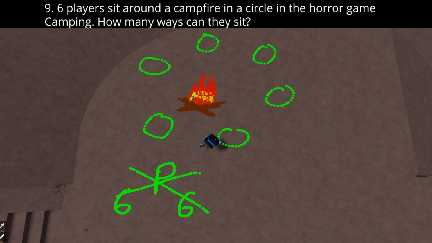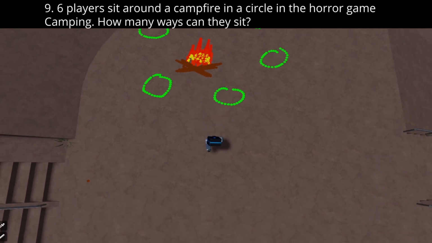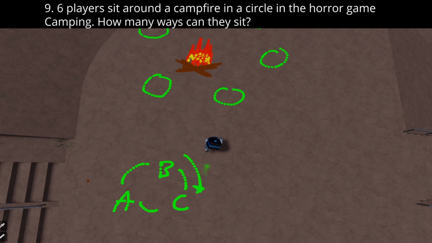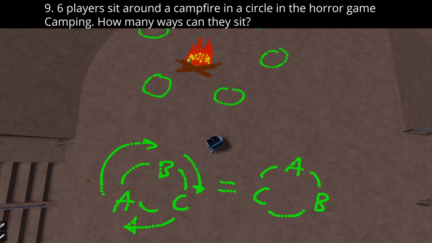Let's talk about why. To show why you can't just do 6P6, let me draw a small circle. Let's say we have 3 players sitting in a circle. Let me call them A, B, and C. If this is one configuration, what if I just rotate everybody by 1 place? Then A is up here, B down here, and C down there. But notice, this is just the same order, rotated.